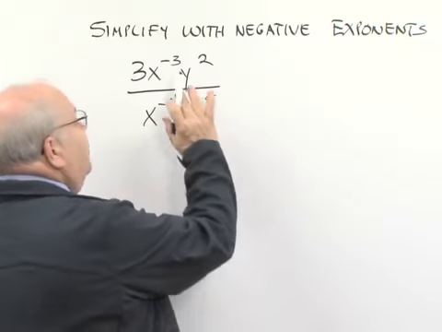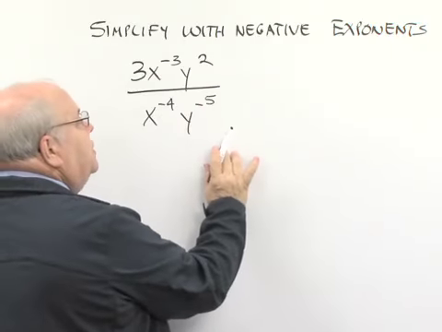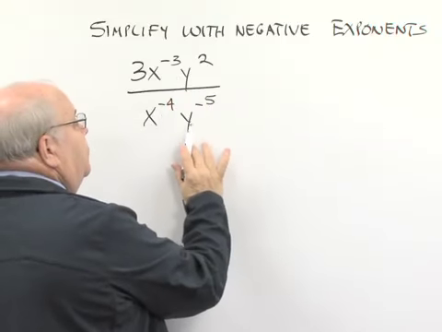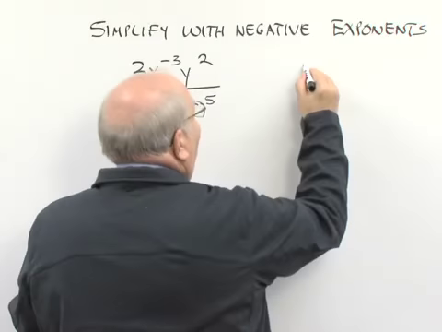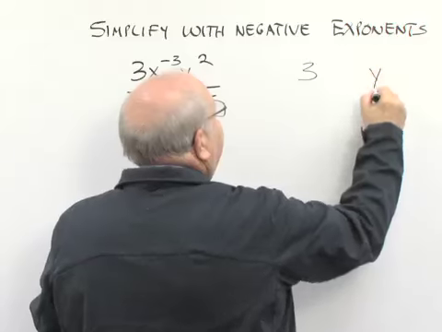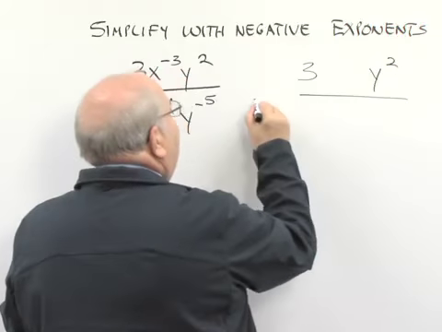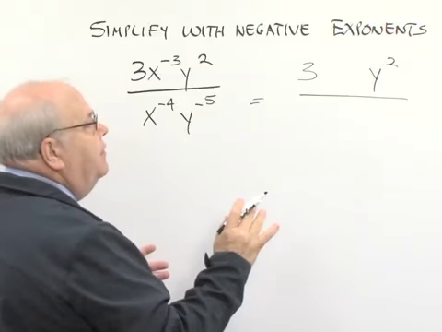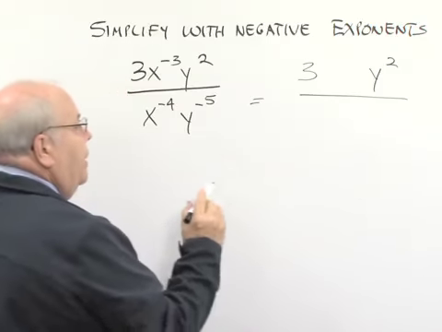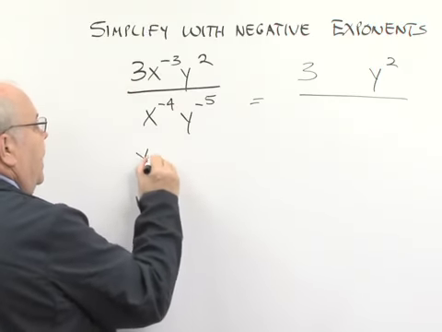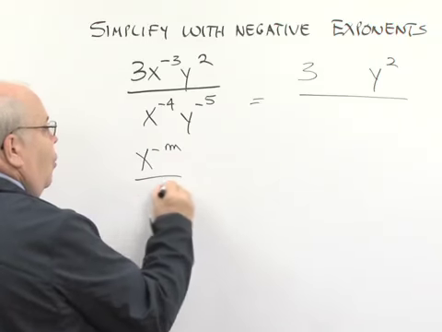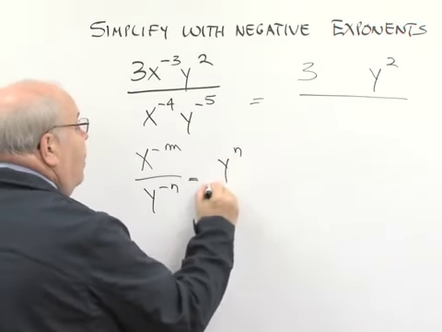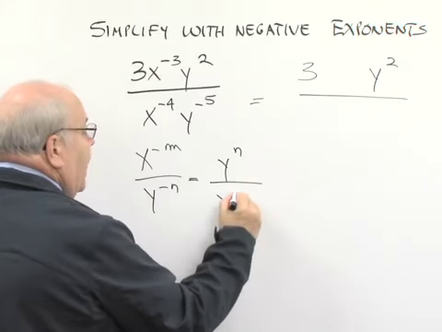We notice that there are 1, 2, 3 places with negative exponents: x to the minus third, x to the minus fourth, y to the minus fifth. What we're going to do is write a new equivalent fraction that only has positive exponents. So we're going to make use of the definition x to the minus m over y to the minus n equals y to the positive n over x to the m.